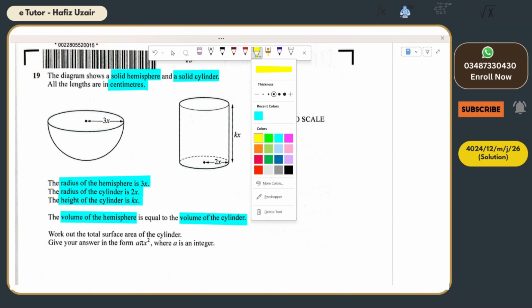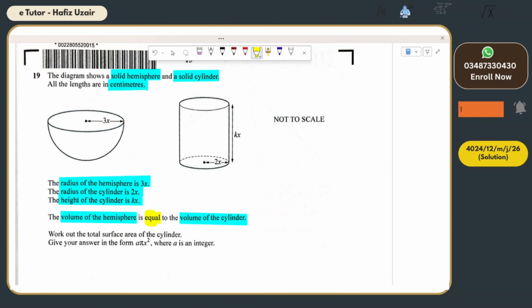So actually this is a combination of algebra and mensuration. So the first thing that we are given is the volume of the hemisphere is equal to the volume of the cylinder, and we need to use this to work out the total surface area of the cylinder. How do you answer for the surface area? You don't need to use the value of pi, so you should have x square in your answer, and you also have a, and a is any integer, any number.